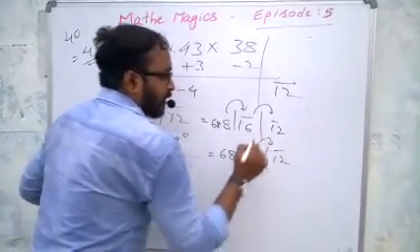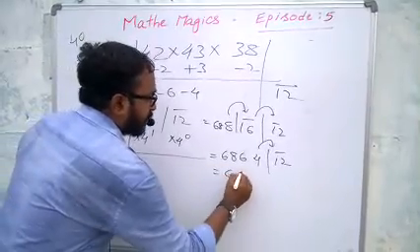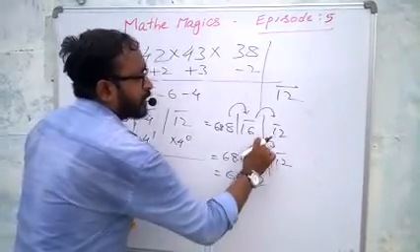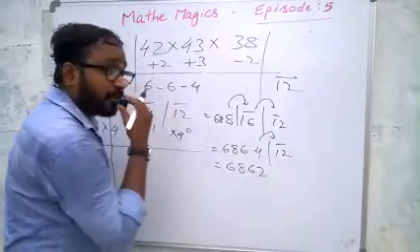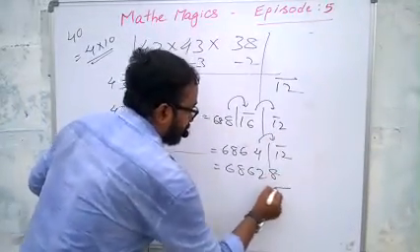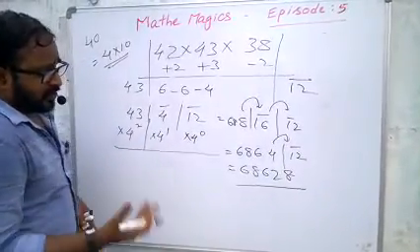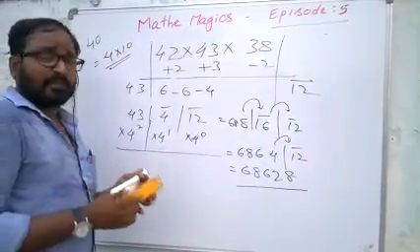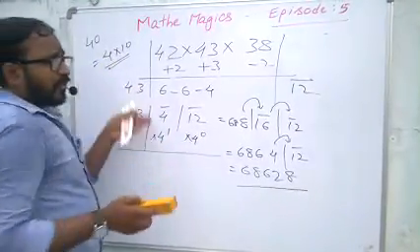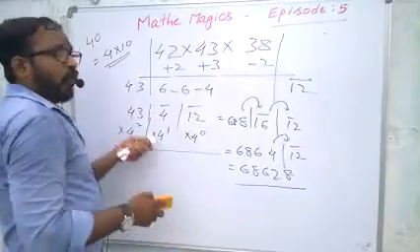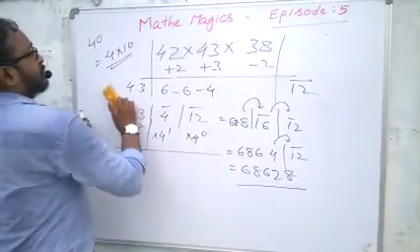Again, send one more bar here. It becomes 6862, because we are sending two digits here, that implies 20. 20 minus 12 is 8. That's all. 68,628 is the product. If you did not understand till now, we'll go for one more example.